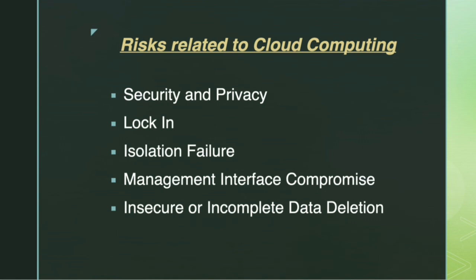Second, lock-in. It is very difficult for the customers to switch from one cloud service provider to another. It results in dependency on a particular CSP for service. Third, isolation failure. This risk involves the failure of the isolation mechanism that separates storage, memory, and routing between the different tenants. Fourth, management interface compromise. In case of a public cloud provider, the customer management interfaces are accessible through the internet.